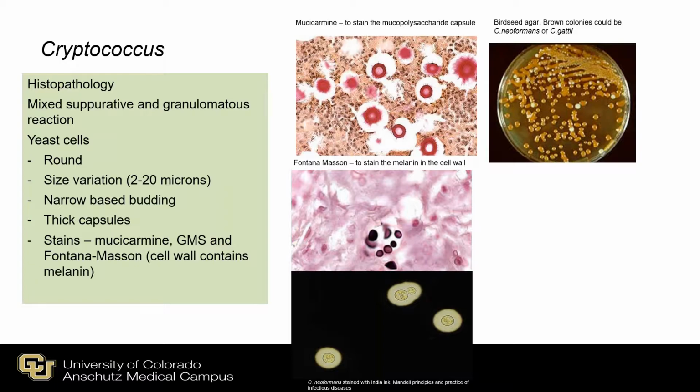Now, Cryptococcus species also have melanin in their cell wall, and so this is picked up by Fontana-Masson stain, which stains the melanin, and the colonies will grow as brown colonies on bird seed agar.